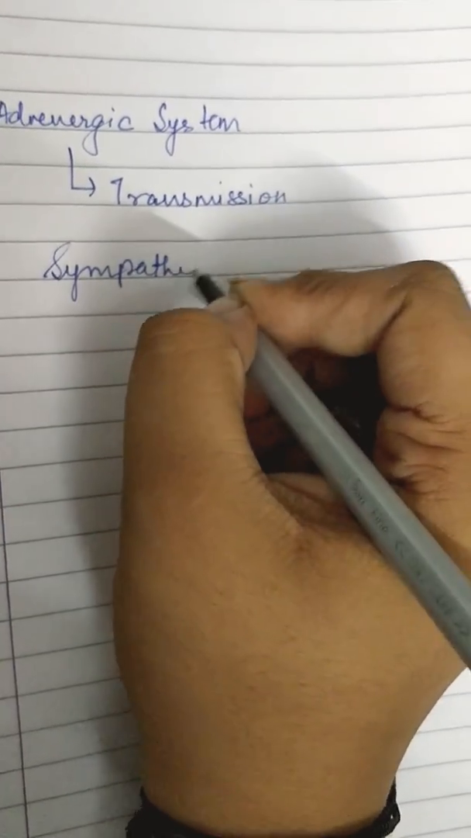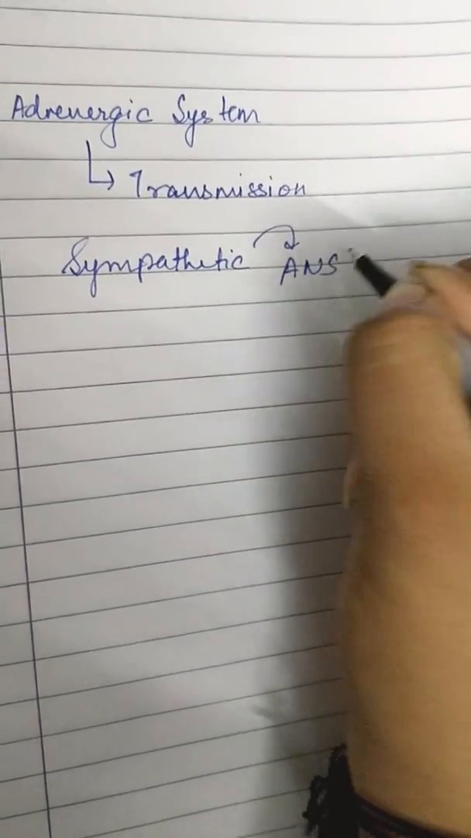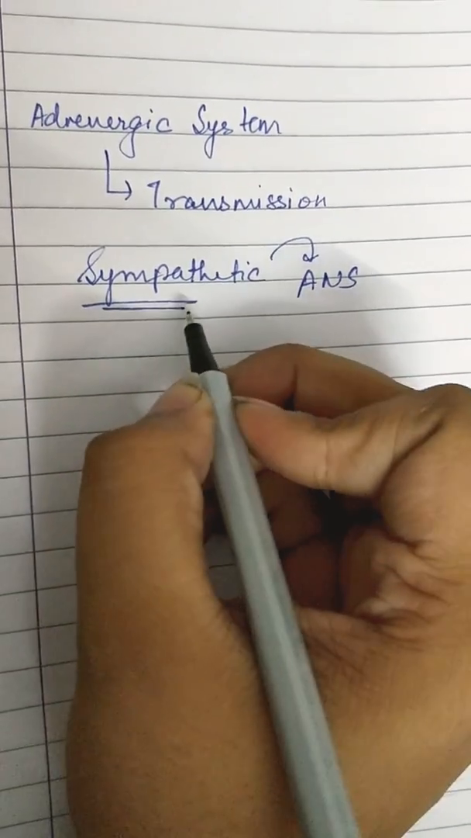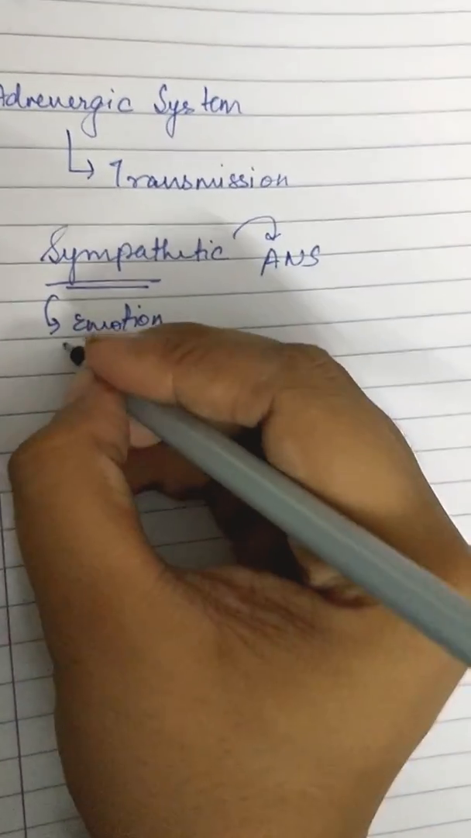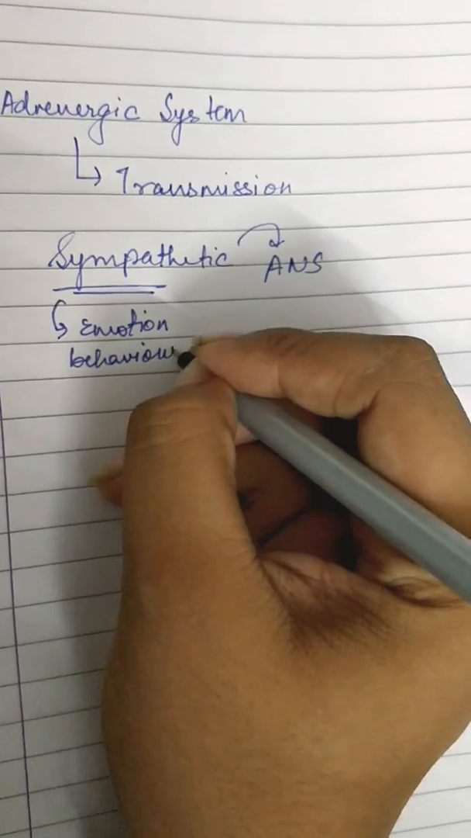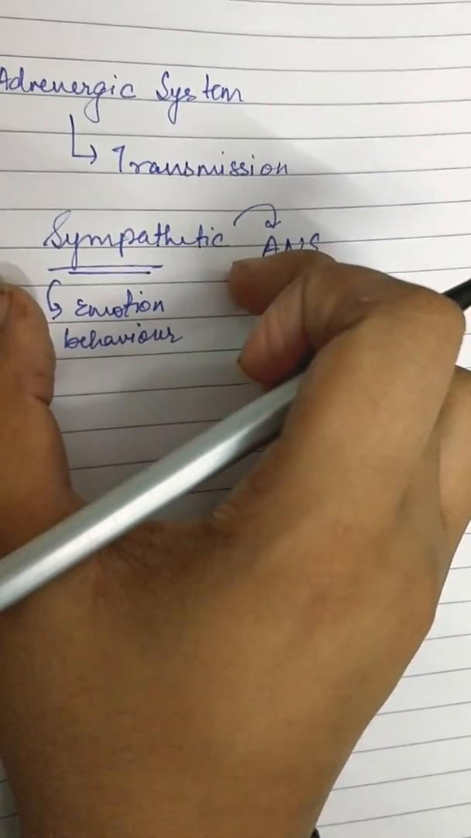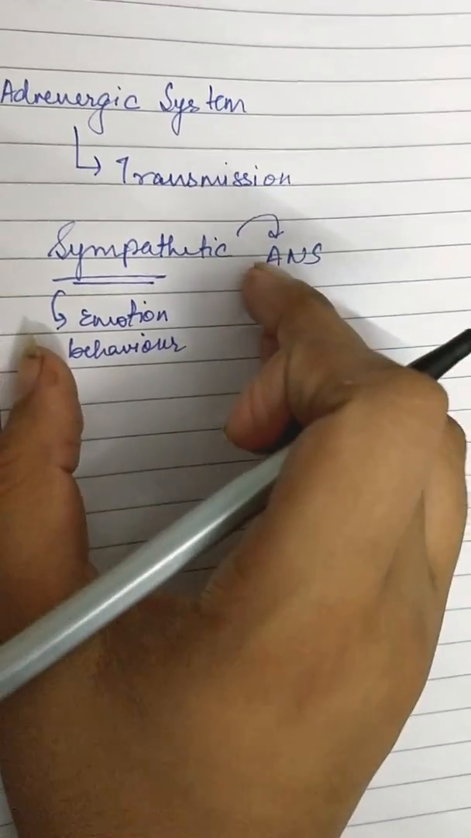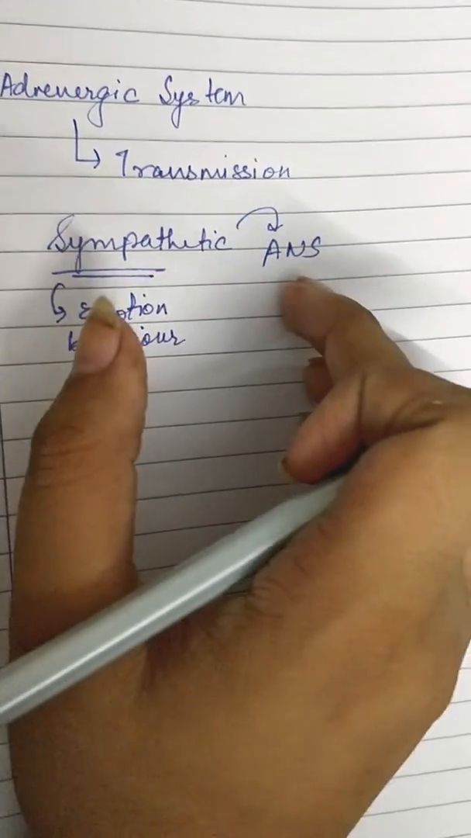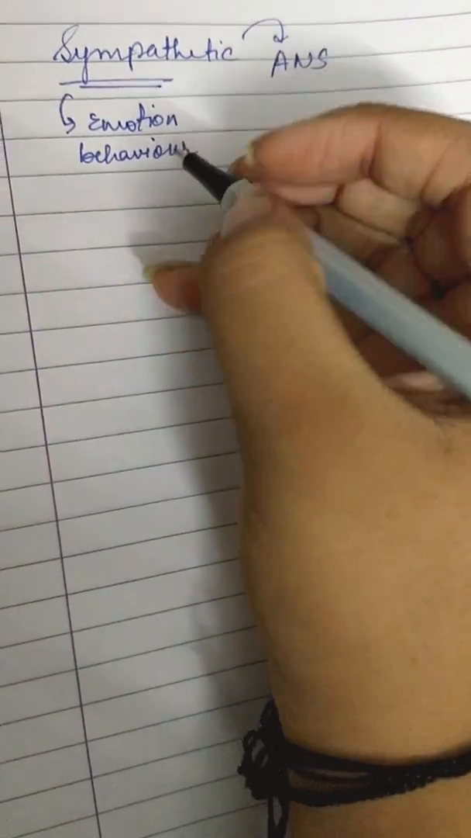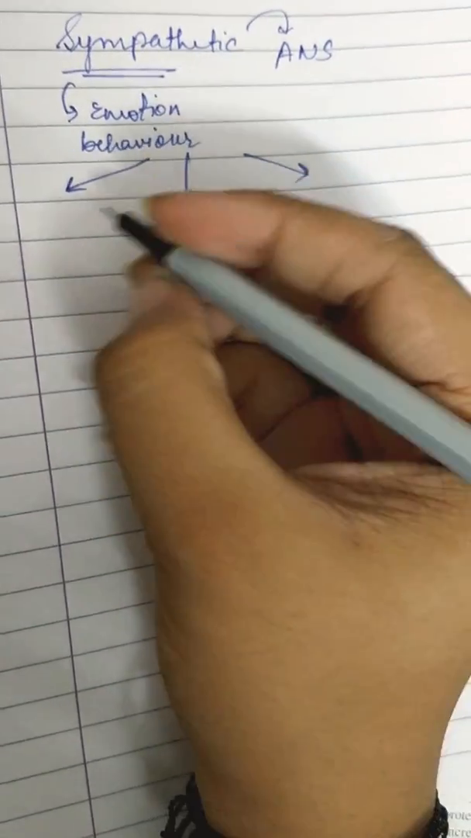What is sympathetic? Actually, this is the sympathetic division of ANS, the autonomic nervous system. Sympathetic is related to emotion, behavior, and such other things. So the part of ANS which takes care of the sympathetic division, the sympathetic reactions of a body, is controlled by the autonomic nervous system. So in adrenergic transmission we have three things, or basically three hormones.